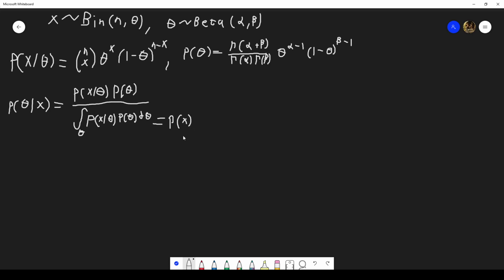If you're familiar with standard conditional probability, you should already be familiar with this, but some people write p of x, some people write the entire integral. Just for completion's sake, I'll just write the entire integral. Alright, so now we can actually compute some of these things.